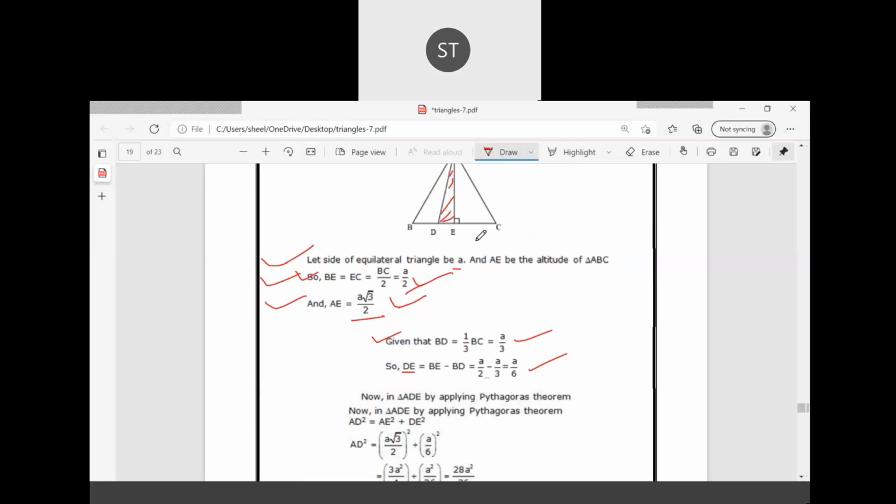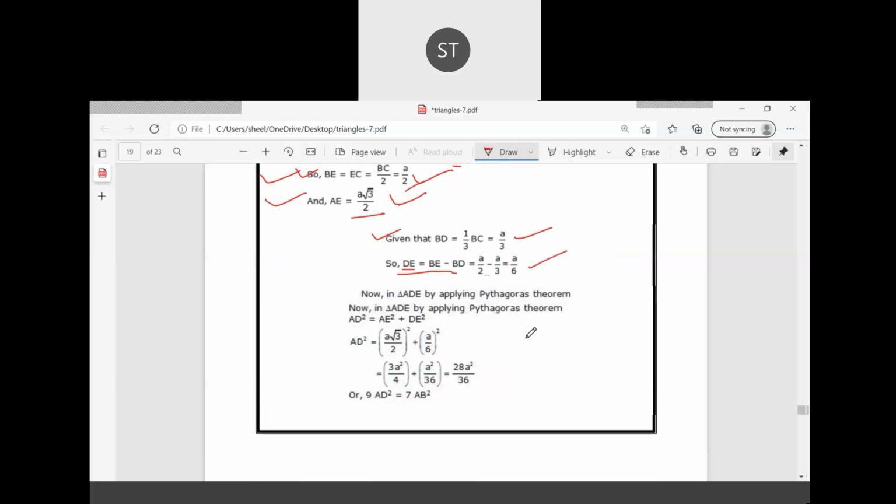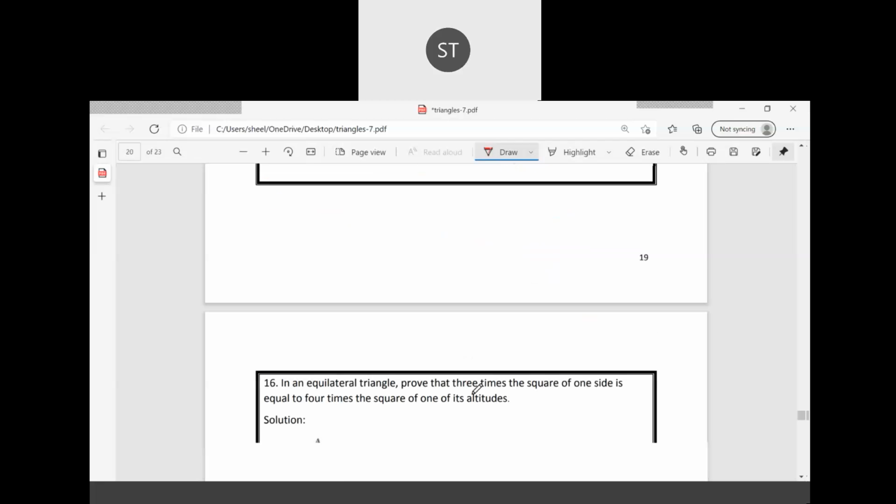So perpendicular is drawn, perpendicular formula, median property, then the given case, that is BD equal to 1/3 of BC. Finally DE we have calculated. After that the Pythagoras theorem we have applied. After simplification, what we are getting is 9AD square equal to 7AB square.